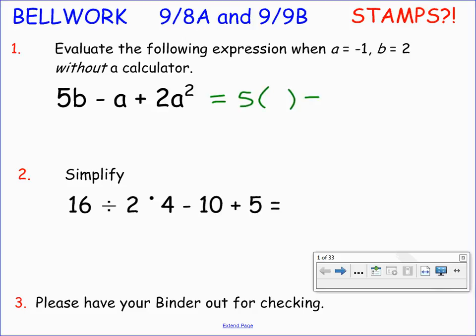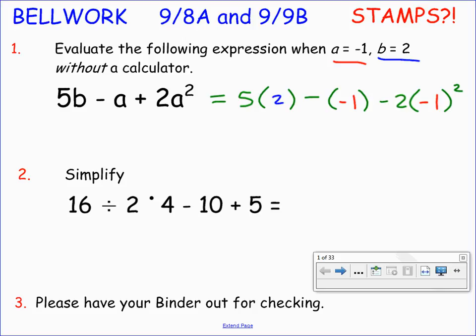Good, thank you. And everywhere I see an A, I'm not going to put an A. What am I going to put? Tyler? Good, thank you. And so we'll go ahead and plug in those values. Everywhere I see my B, everywhere I see my A, we'll go ahead and plug in those values, and then we'll follow our order of operations and evaluate.